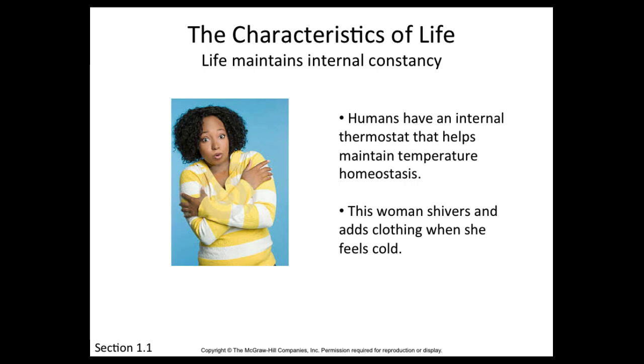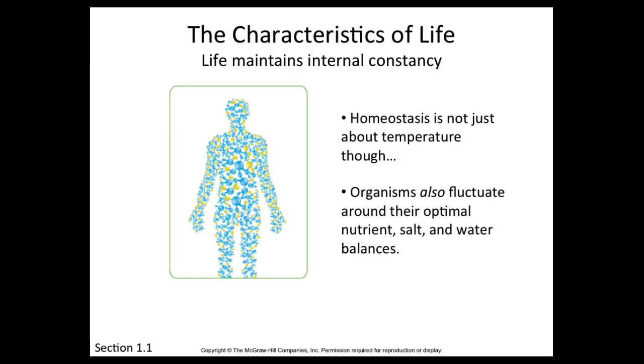Humans have internal thermostats that help maintain temperature homeostasis in their bodies. For example, this woman shivers and adds clothing when she feels cold. Homeostasis is not just about temperature, though. We have to keep balance of all of those chemicals in our body, including things like salt, nutrients, and water.